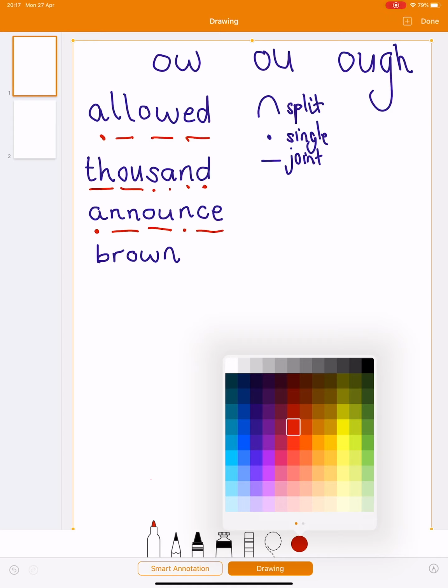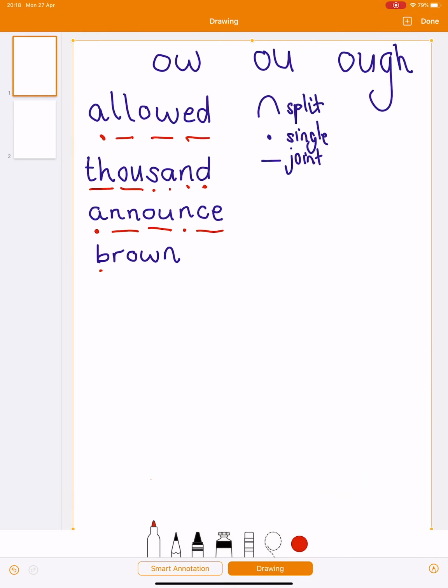We should have, now don't get mixed up. Some of you got mixed up last week with blends and you were saying the B and the R are one sound, but I hear two sounds. I hear a B and I hear an R. So these are single sounds. I hear B, R, single sounds. I hear OW as a joint sound, and I hear N as a single sound at the end. So that's brown.